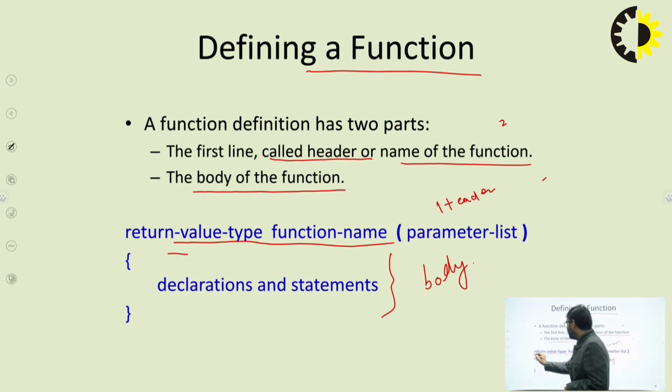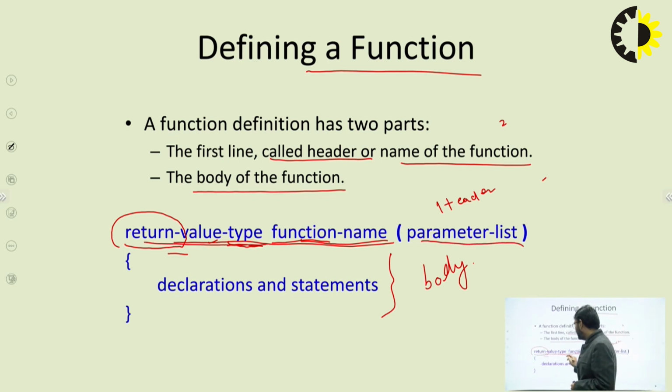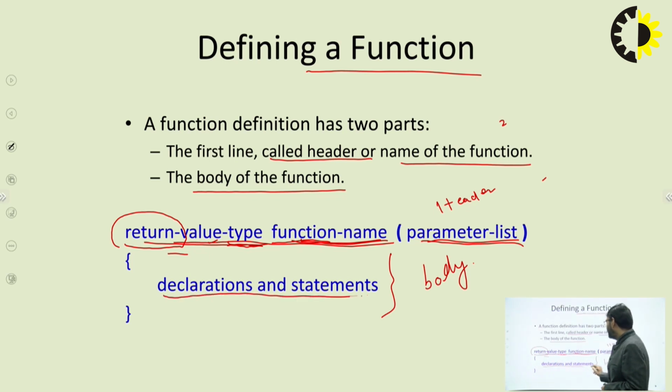The header consists of three things. First is the return type, which is the type of value returned by the function. Then the function name, and then the parameter list. So basically three parts are there: return value type, then function name, and then parameter list. Then we have the body of the function. It consists of declarations and statements.